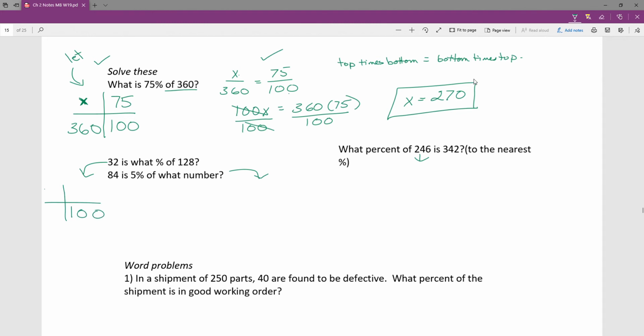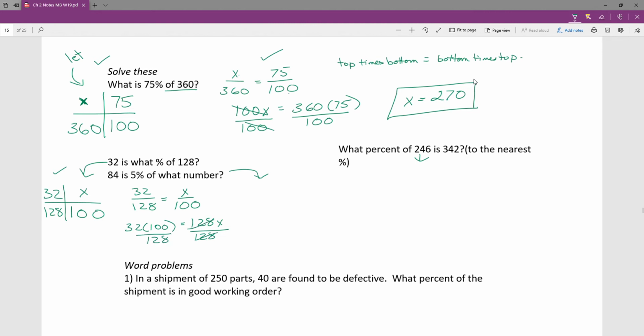32 is what percent? So that's what I don't know, 128. So I've set up my chart, sorting my information. I'm going to have 32 over 128 equaling x over 100. Top times the bottom, write it on one side, bottom times the top, and then solve for x.